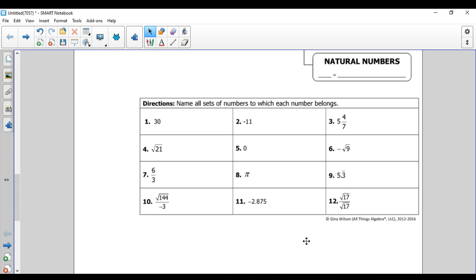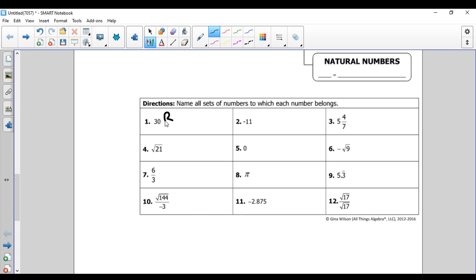All right, so I'm going to go over what we're doing here before you see more questions like this on the next slide. So we're going to start off with a couple examples. I'll do number one. So we want to name all the sets of numbers to where each number belongs. So first thing we're going to do is put an R. All of these are real numbers. You could go ahead and put an R in every single one of these boxes because they're all real.